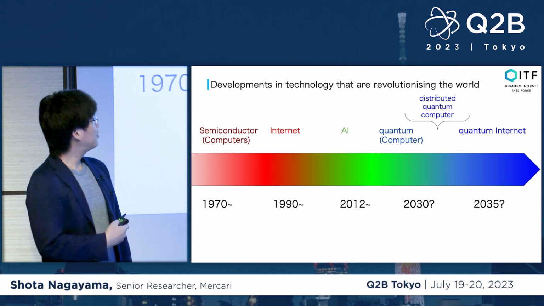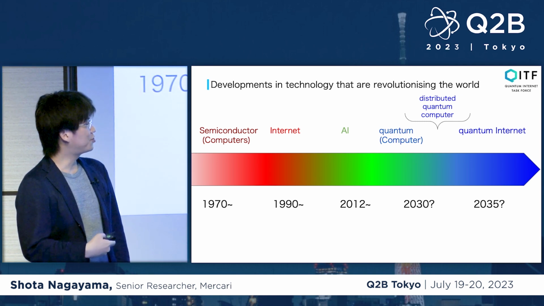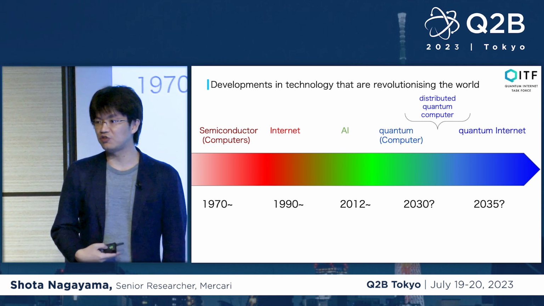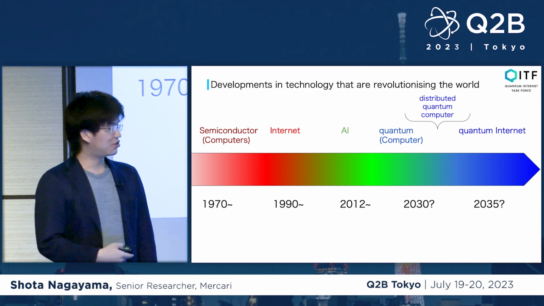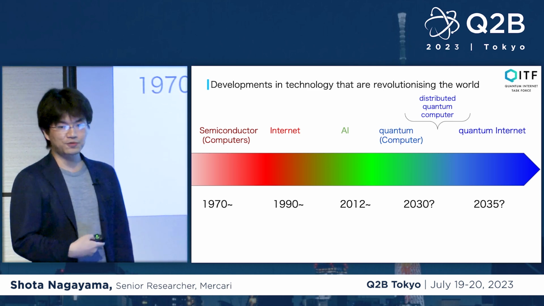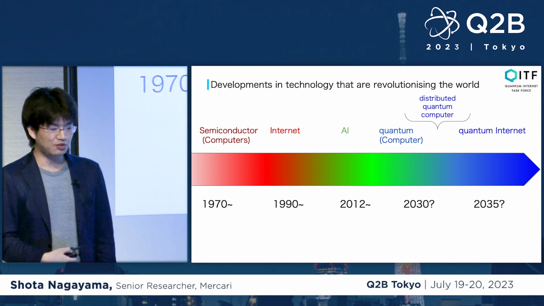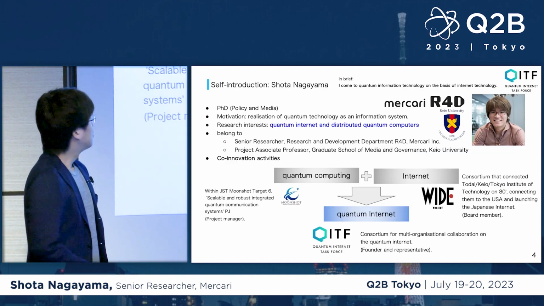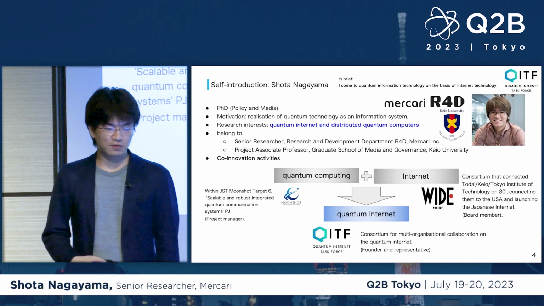We are moving on to the quantum computer era. The data has been analyzed using AI, but now quantum computers can do more. And then the quantum computer and network of quantum computers will be emerging in the future.